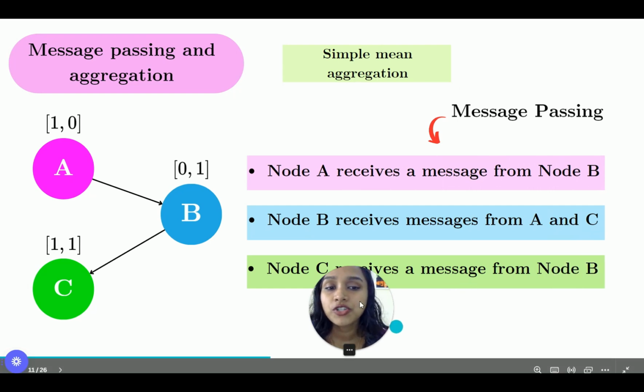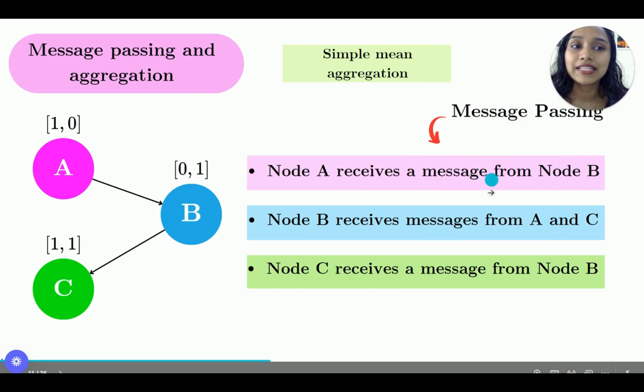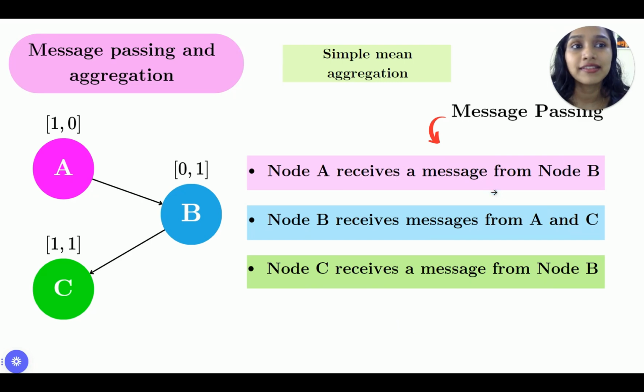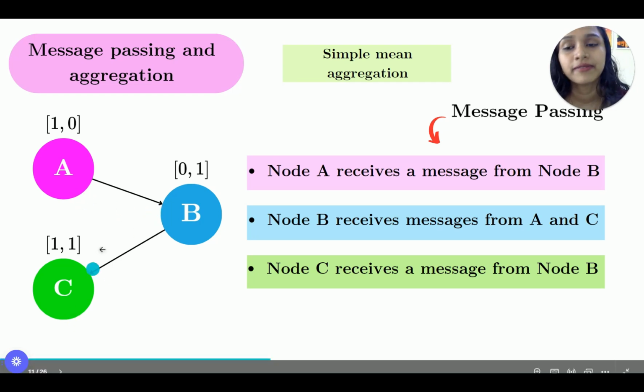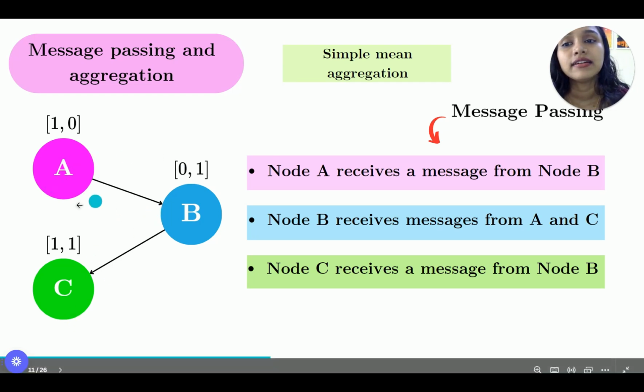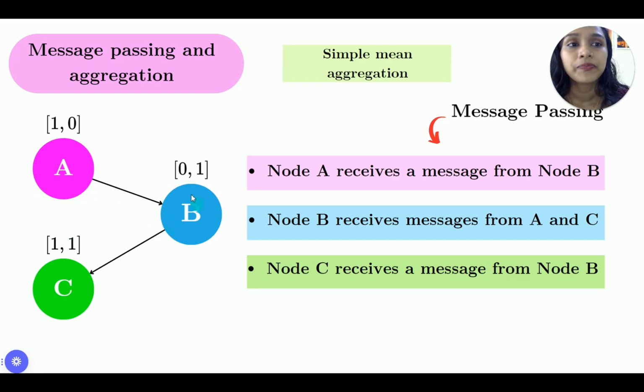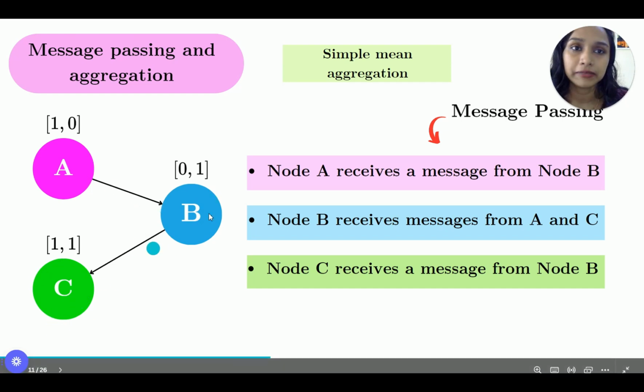Now, if you have watched my previous lectures, in those I have explained very clearly what message passing and message aggregation are in a graph. Message passing and message aggregation are the main mechanisms in a graph neural network which we use to perform various tasks. So let us see how we perform message passing and message aggregation in this simple graph. As I said, node A is connected with node B, node B is connected to nodes A and C, and node C is connected to node B.